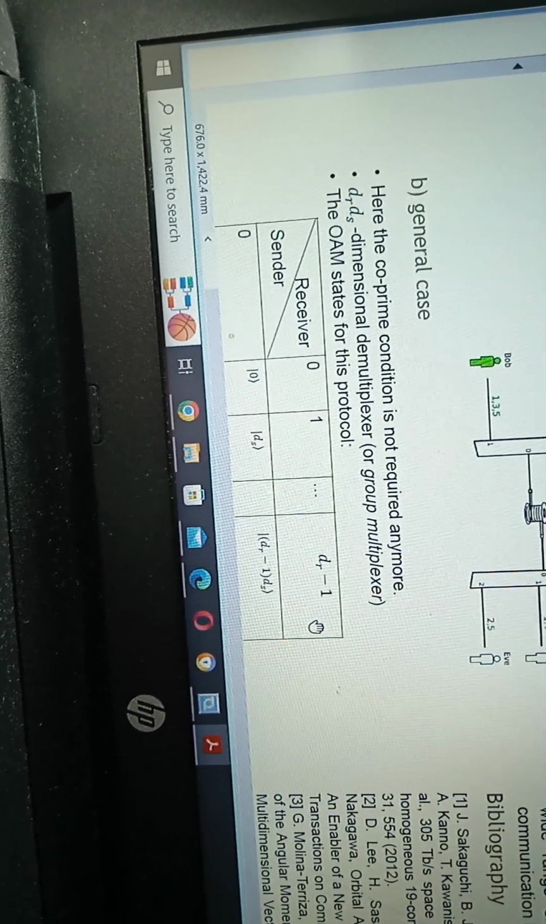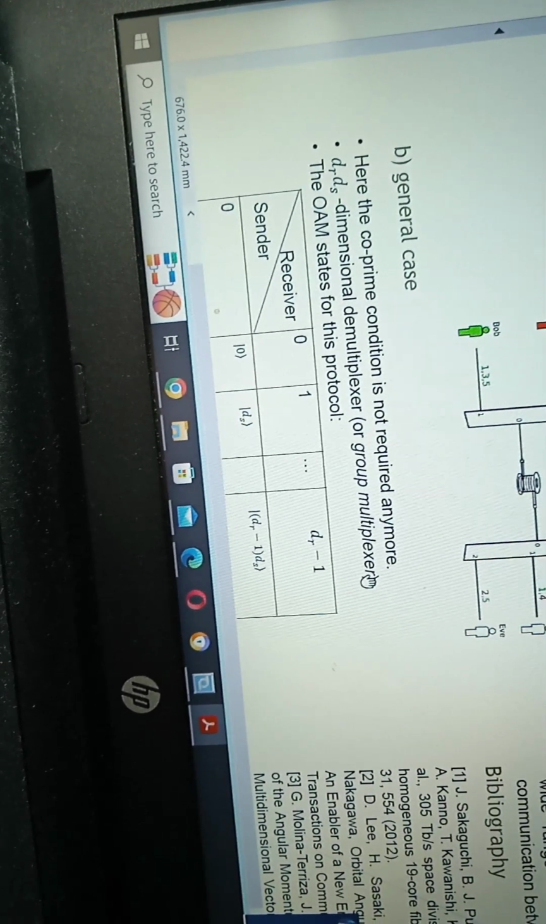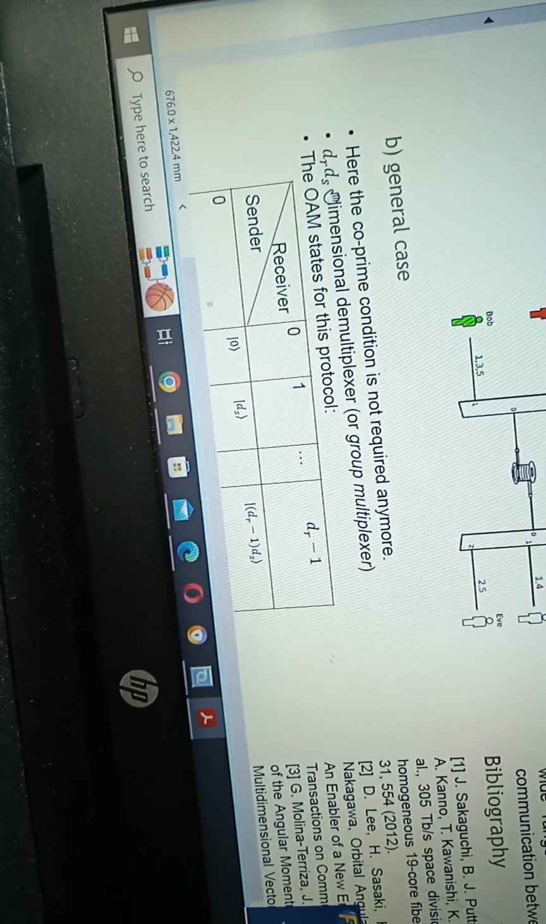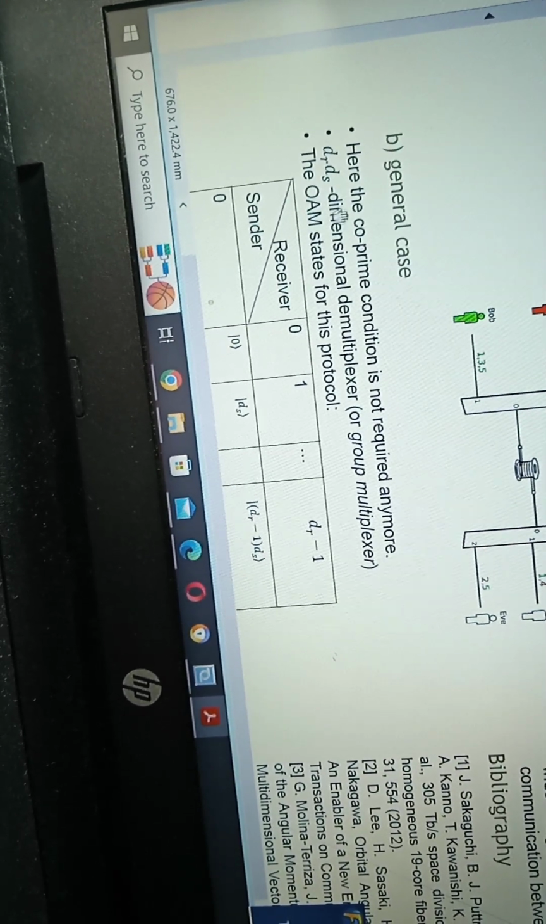Now let's go on to the second type, which is the general case. Here we don't need the coprime condition anymore. But when it comes to the multiplexer, we'll have D_R and D_R times D as dimension.